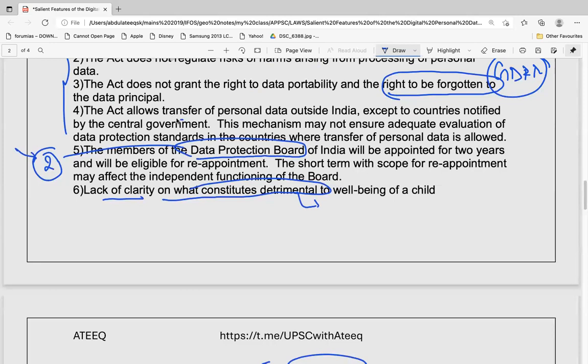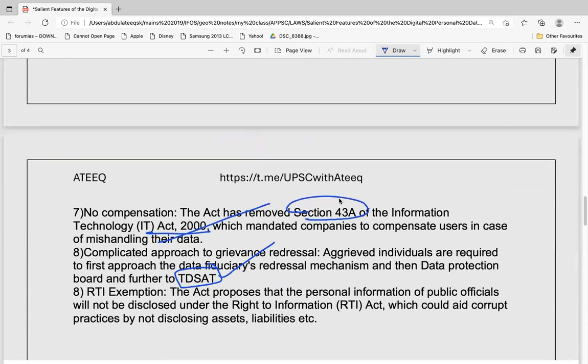Okay, once the data is transferred outside India, it can be transferred to any country except those notified by the central government. Okay, to all the other places data can be sent. So that is also another point of concern.